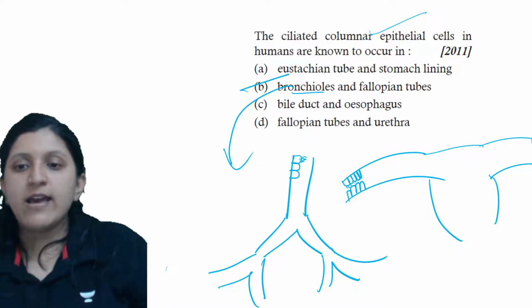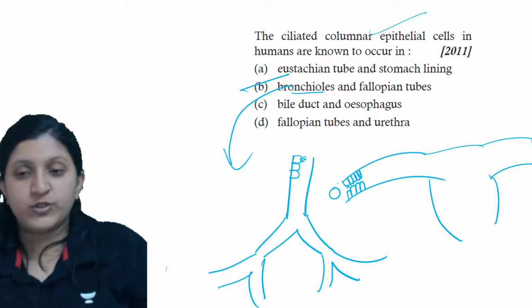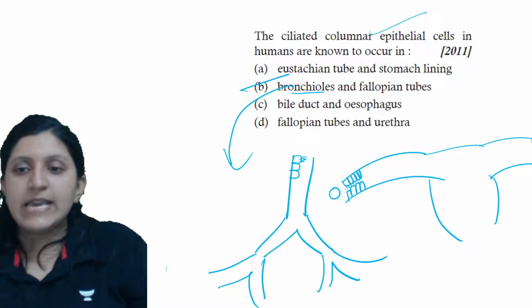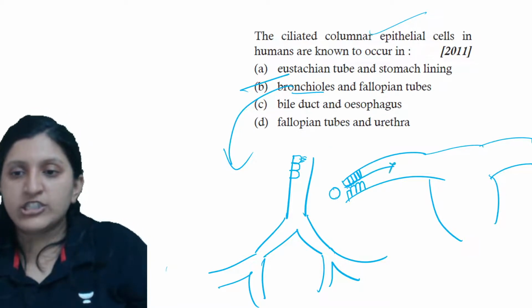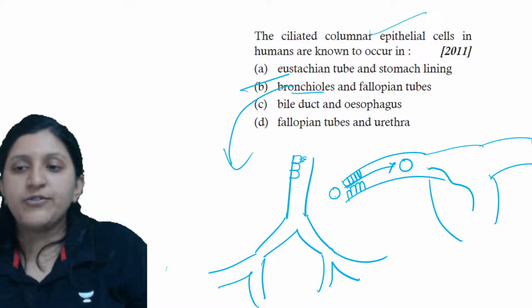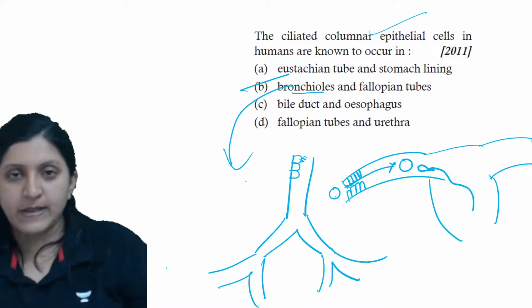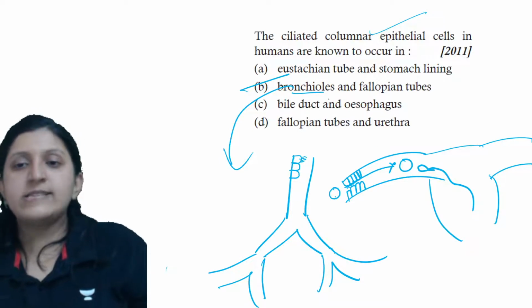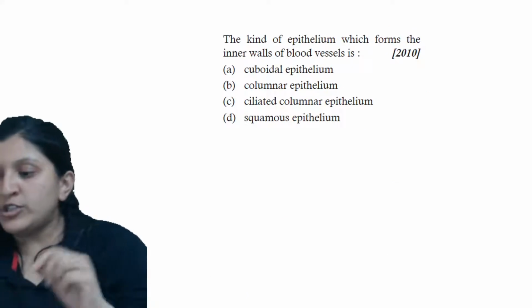Cilia is present because the egg which is produced in the human body is non-motile, it cannot move as such. So cilia movement will occur in this direction, and the egg will move from here to here, and then fertilization can be seen, that is at the fallopian tube of the uterus, and hence it is in the bronchioles and the fallopian tube.